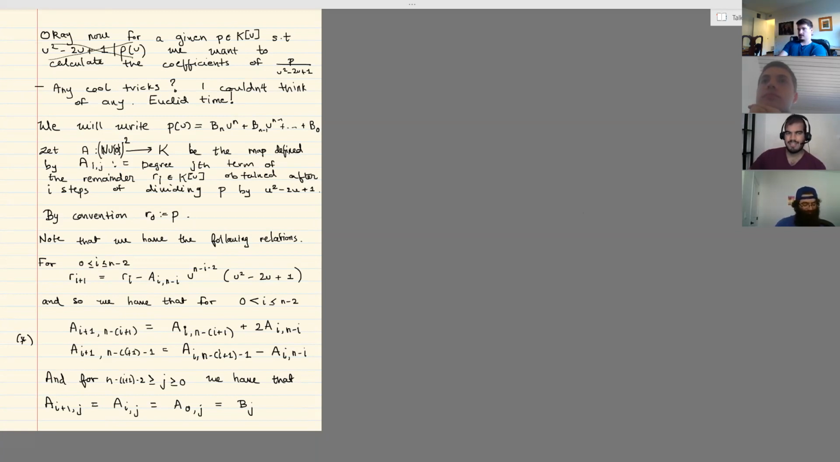So does anyone have any cool tricks for dividing by u squared minus 2u plus 1? Because I didn't, right? But once you see the closed form, you might guess some cool tricks. So I don't have any cool tricks. I couldn't think of any. So I guess it's Euclid time. Or Euclid, depends on how you want to say it. But anyways, we will write p of u in the following manner. Basically, the coefficients would be big B sub n.